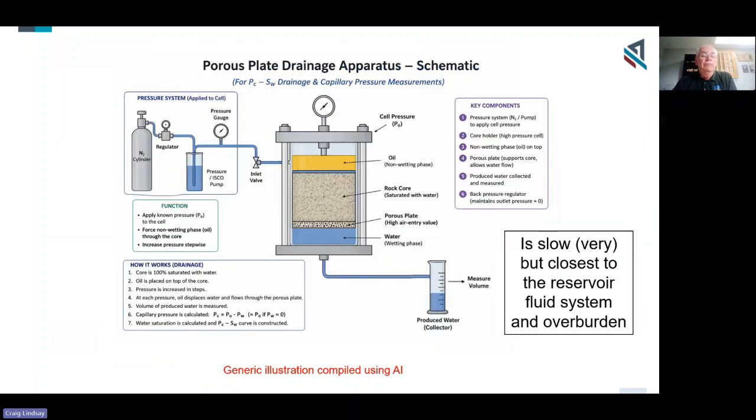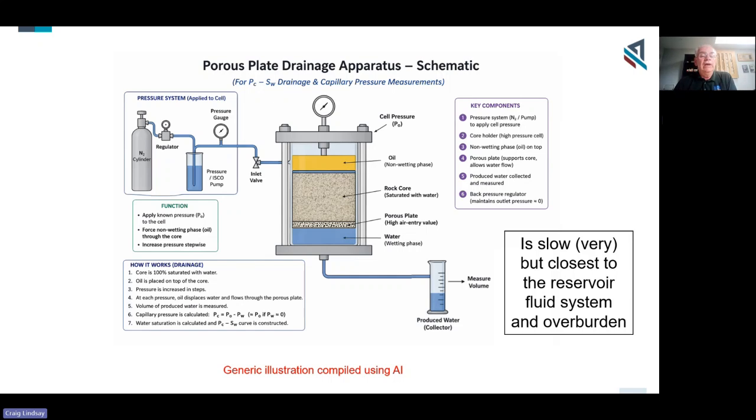Porous plate. Now this is a method where, again, we have a draining fluid, and this time the pressure to the system is supplied by a gas, or usually a gas, could be a gas cap, could be a pump even, but we go through a series of pressure steps.